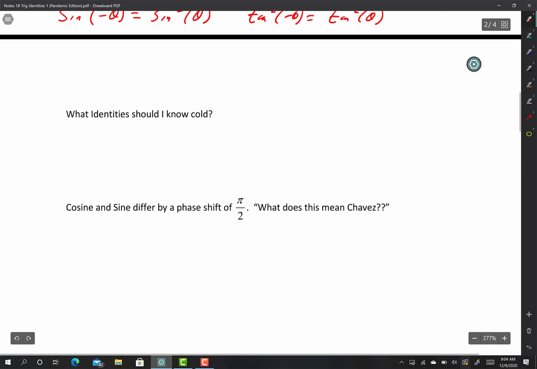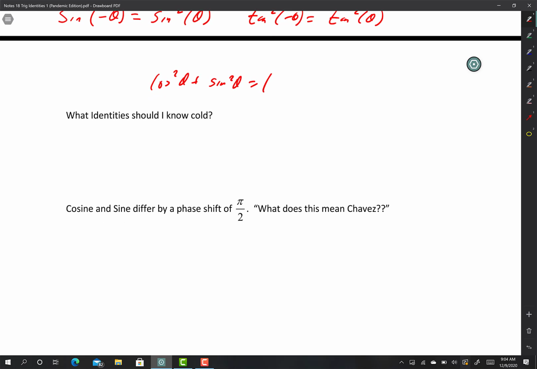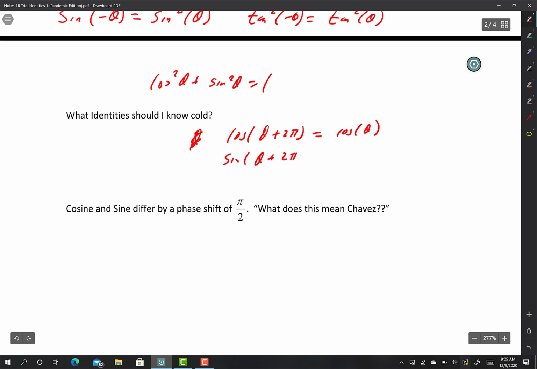All right. What identity should you know cold? For sure, you should always know cosine squared plus sine squared equals 1. You should know, guys, that cosine and sine repeat every 2 pi. So cosine of theta plus 2 pi is the same thing as cosine theta. It's the same thing for sine: sine of theta plus 2 pi is the same thing as sine theta. What else should you know cold? Tangent repeats every pi, guys. So tangent of theta plus pi is the same thing as tangent theta.